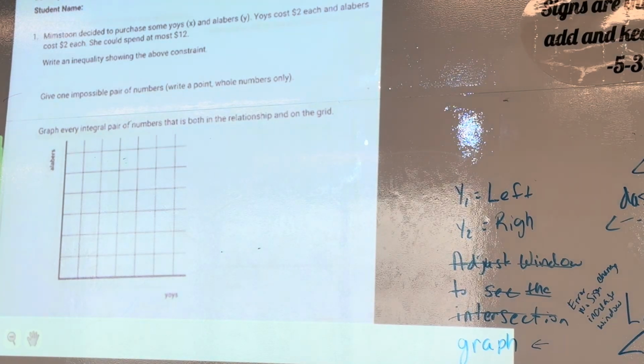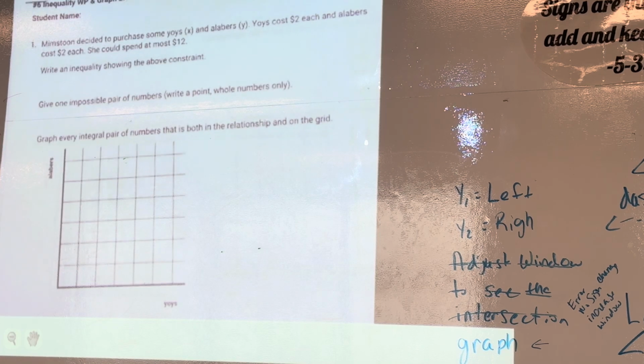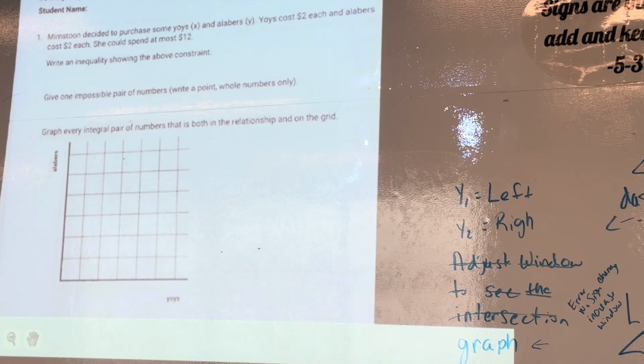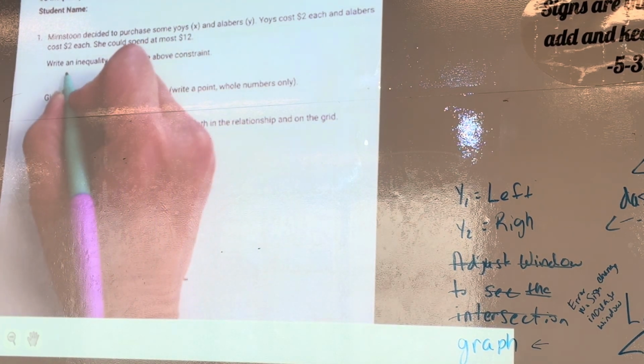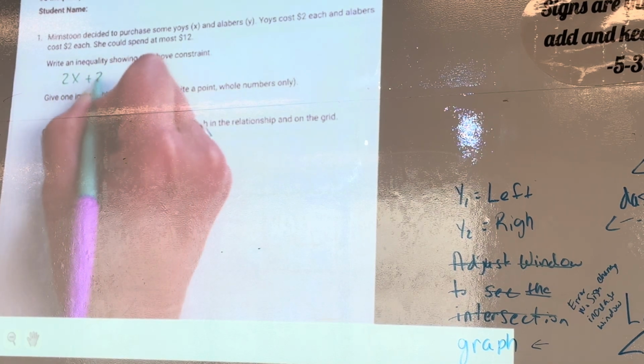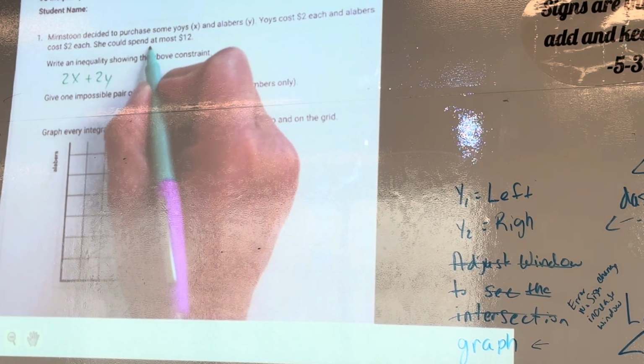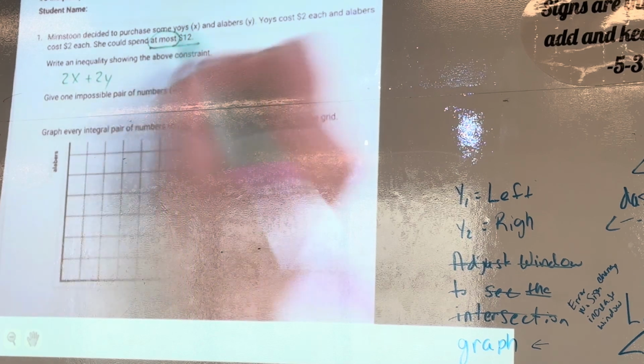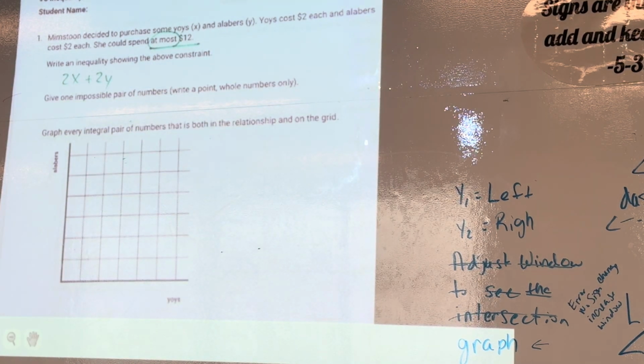Okay, so today's notes are going to be about the same. Number 1 is the same type of problem. What are the first 2 numbers given in the problem? 2 and 2. Are they both the same? Yes. So that means you're going to have 2x plus 2y, and she can spend at most 12. What does that "most" mean? Less than or equal to. Very good.